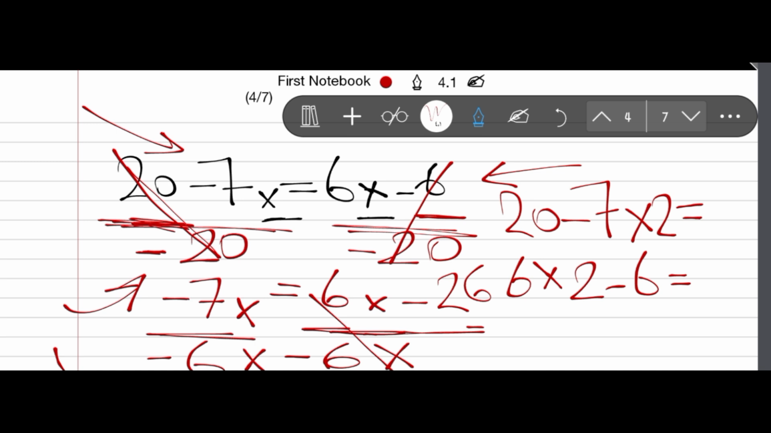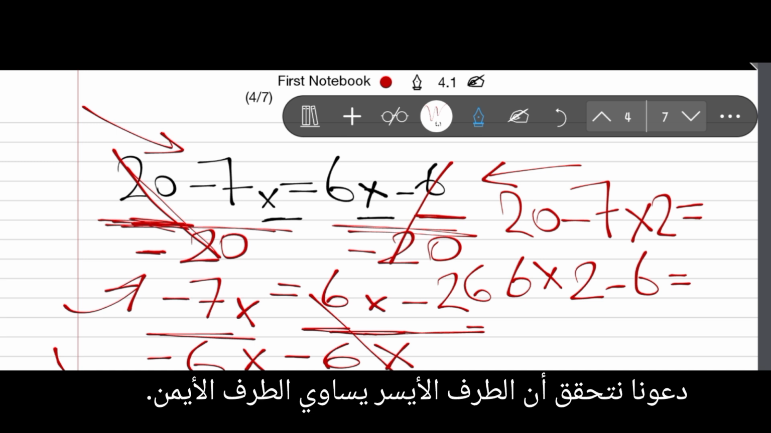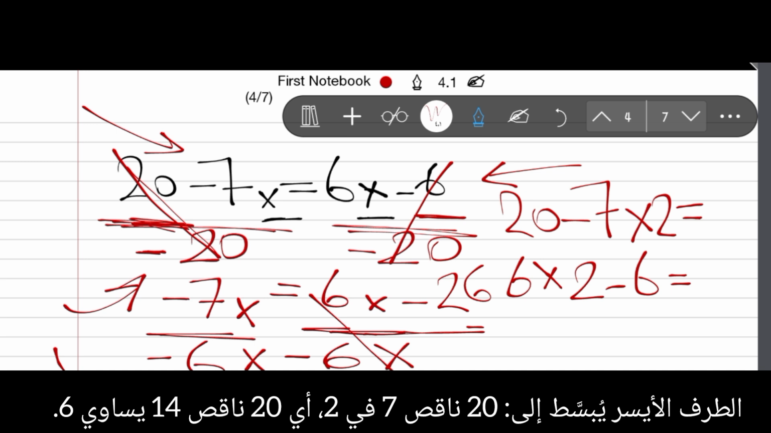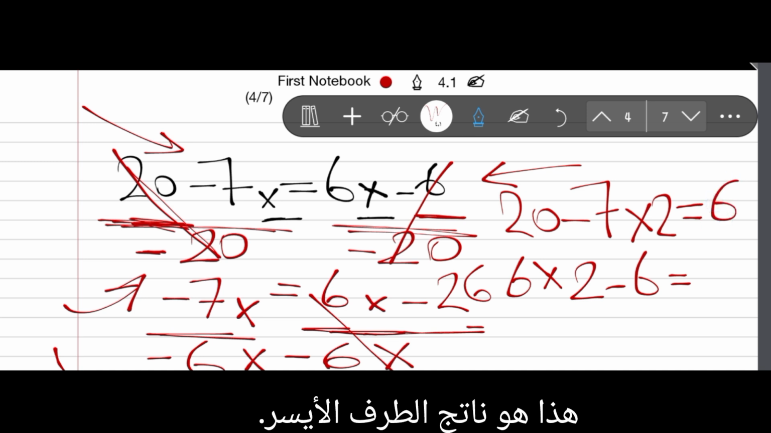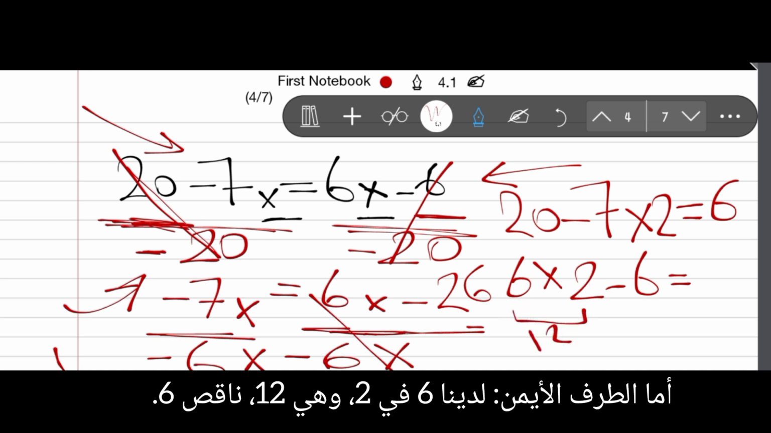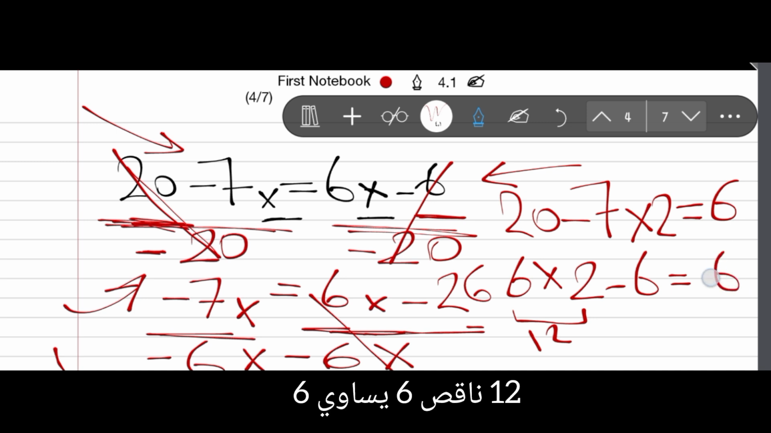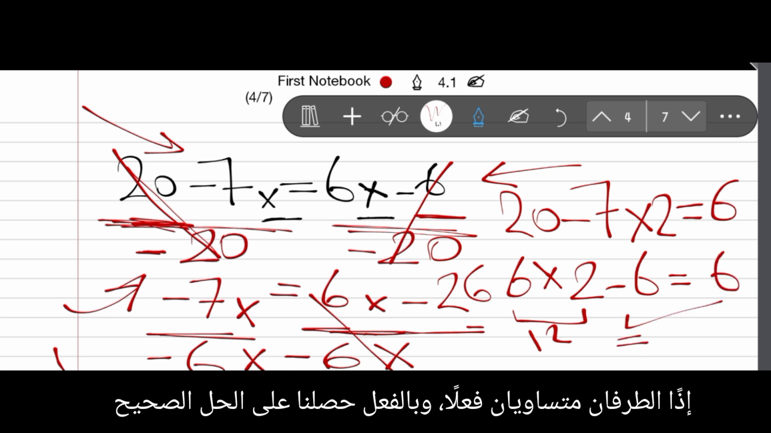So let's verify that this left-hand side really does equal this right-hand side. So the left-hand side simplifies to 20 minus 7 times 2, which is 14. 20 minus 14 is 6. That's what the left-hand side simplifies to. The right-hand side, we have 6 times 2, which is 12 minus 6. 12 minus 6 is 6. So they are indeed equal, and we did it.